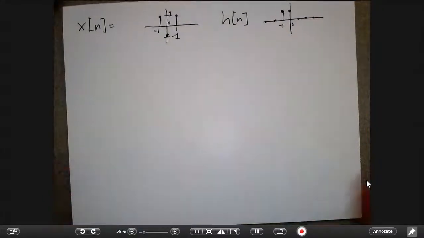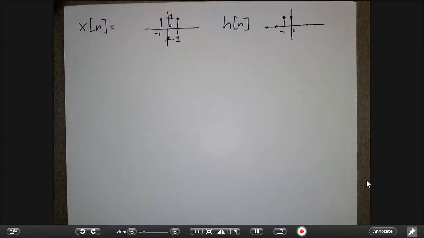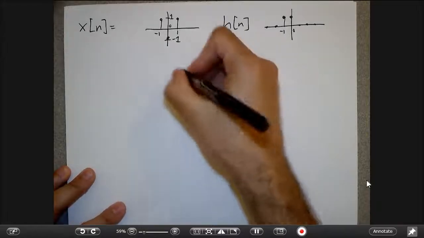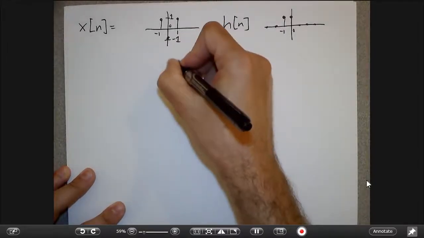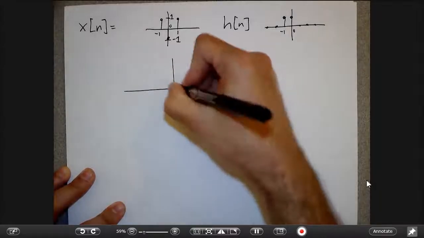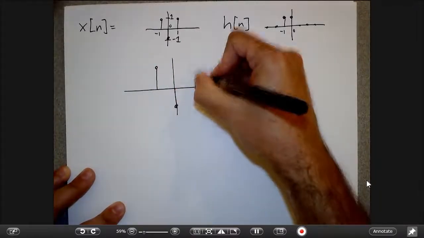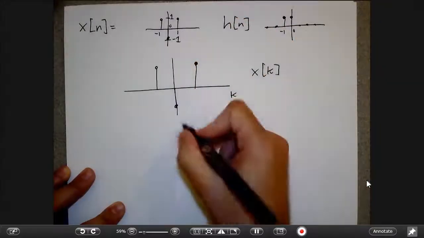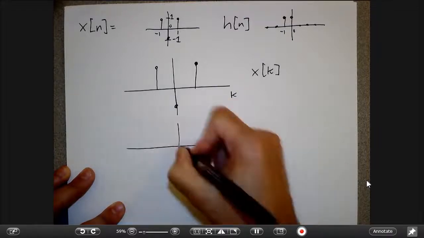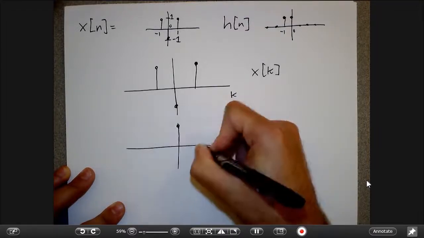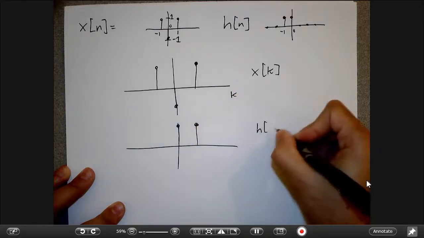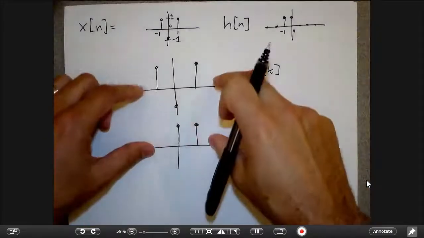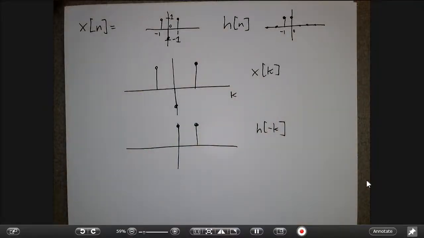So here, it's really important to keep track of what the right position of the answer for y is, right? So what I would do is say, okay, here is my x. The first thing I would do is draw things as a function of k, and I'm going to draw this a little bit bigger because I realize this is too small. So this is x of k. And now I'm going to look at h of minus k, that's like this. And I know that when things are lined up like this, that is the answer for the n equals 0 position of the output, right?